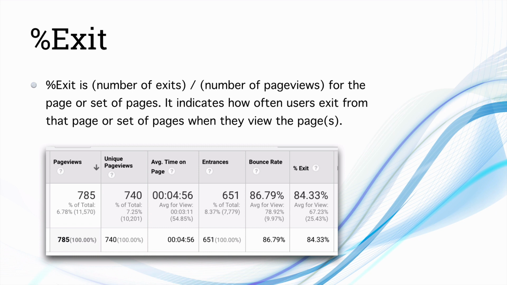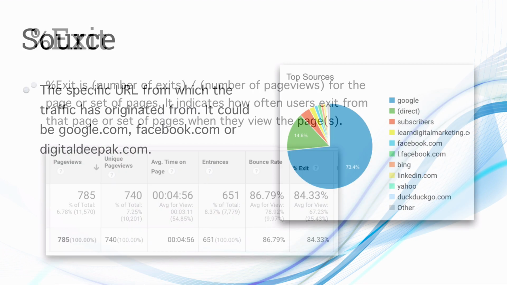Percentage exit is the number of exits divided by the number of page views for a particular page. It indicates how often users exit from that page or a set of pages when they view the page. So here it is the same URL again. Here you can see percentage exit is 84.33%. This helps you understand whether they are only interested in the content on that page or whether they are going to other pages and consuming more content.